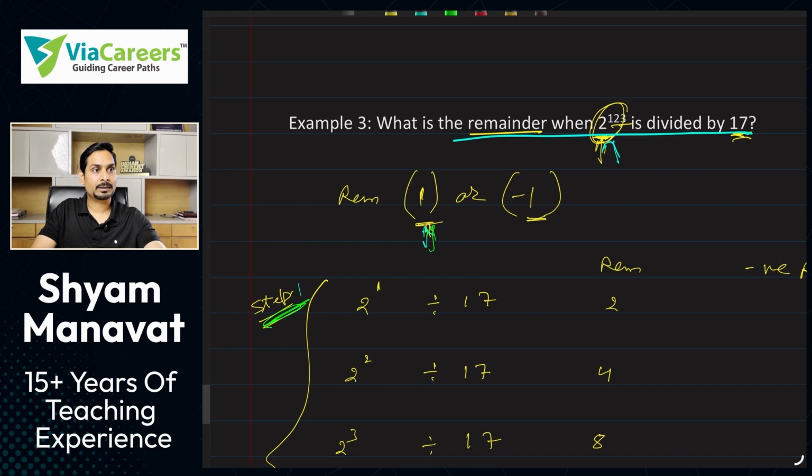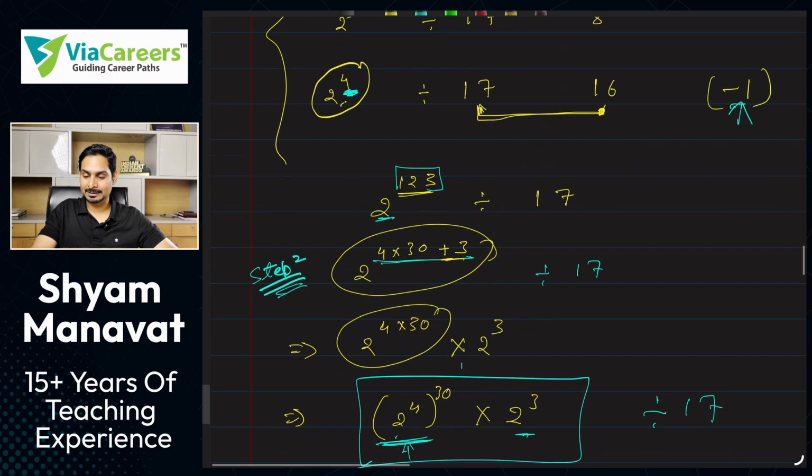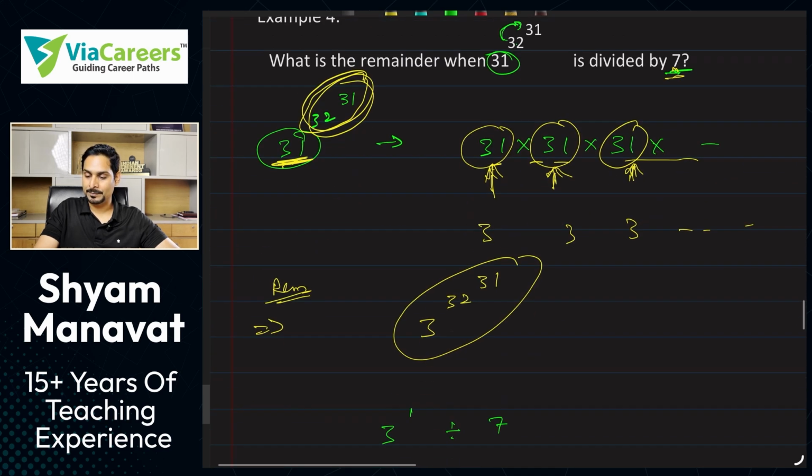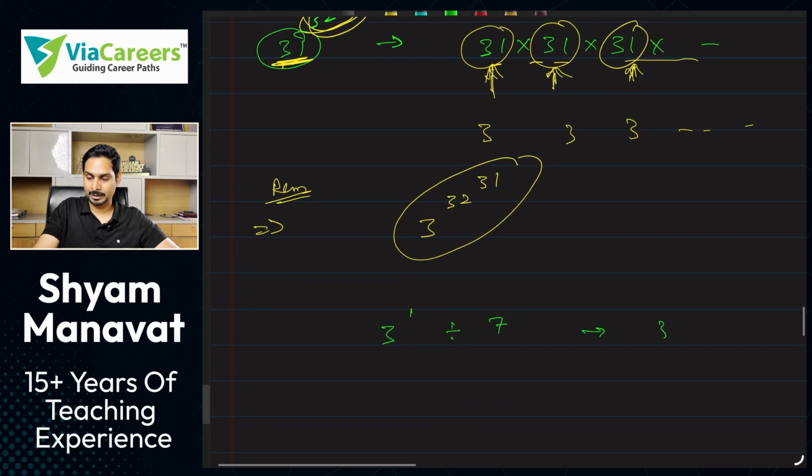Okay, so let's see. Now if I simplify this, 3 to the power 1 when divided by 7 gives you the real remainder. Let me write the real remainder also. You don't do this in the exam, okay? Don't waste even a single second in the exam.